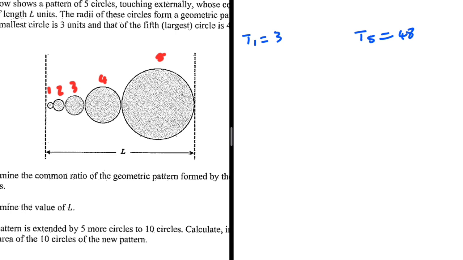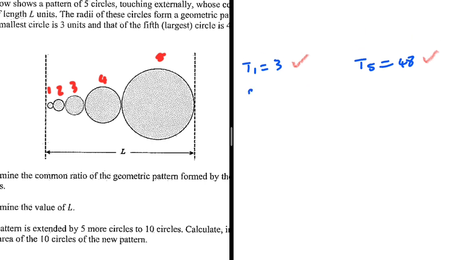So r is equal to T2 divided by T1. But here we have T1 and T5, and that's not a problem. Let me show you why. We just need to stick to the basics. We know that a is equal to T1, so a will be equal to 3. And then T5 is ar to the power 4, and this is equal to 48.